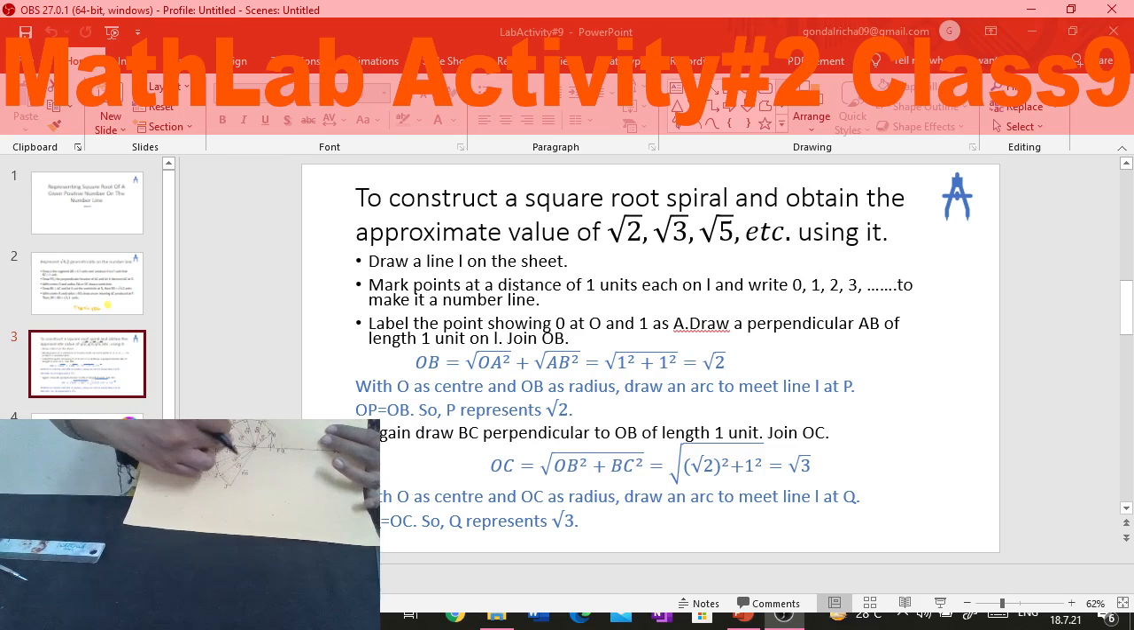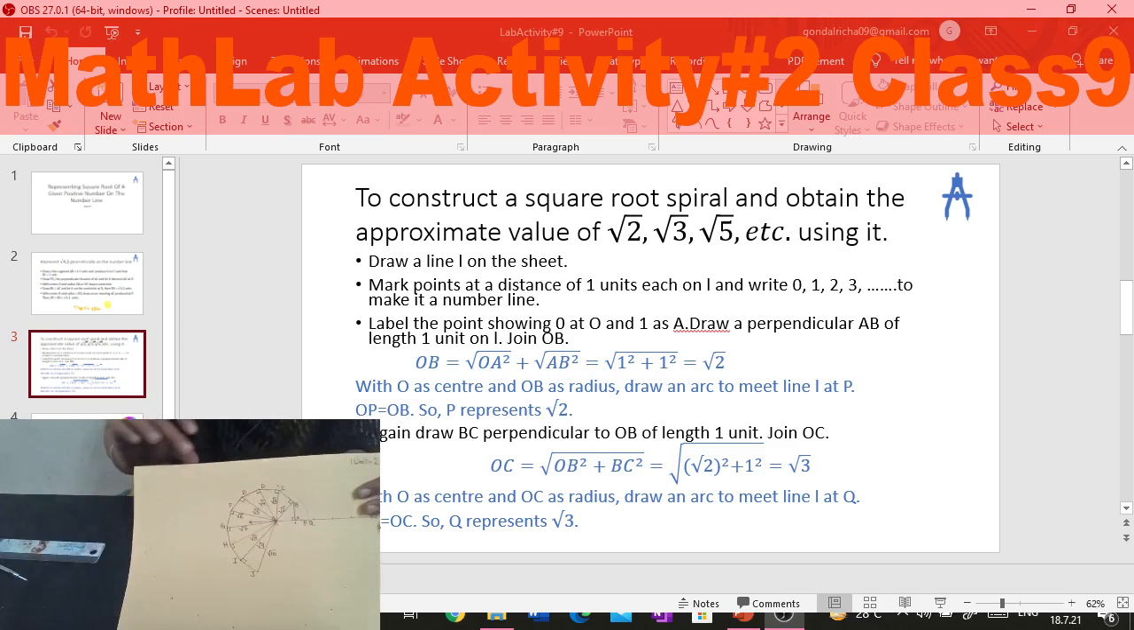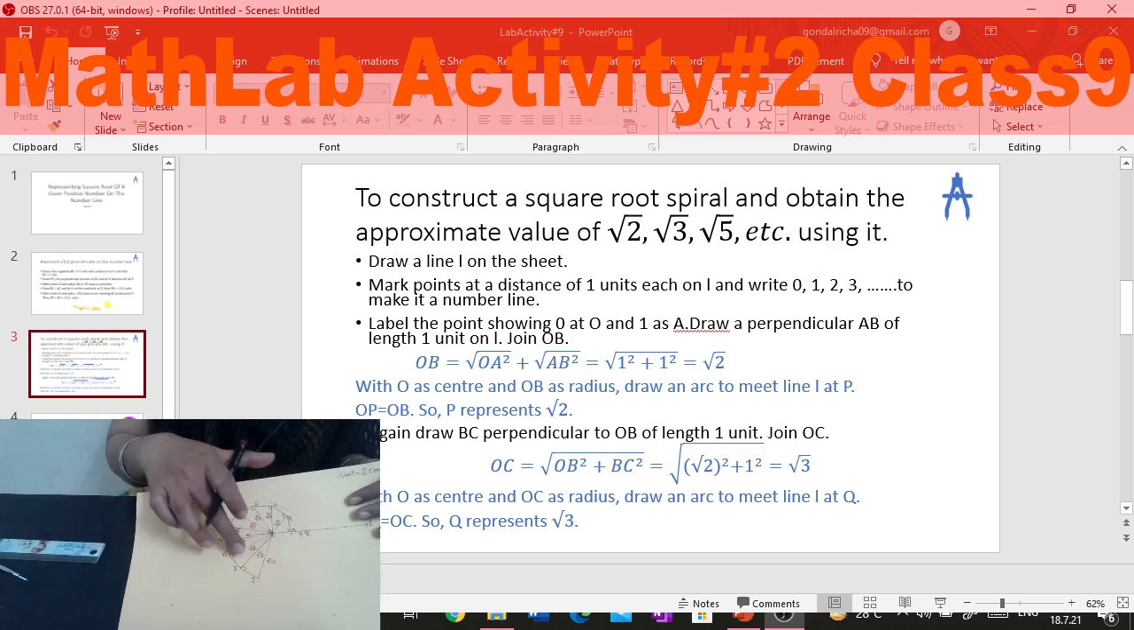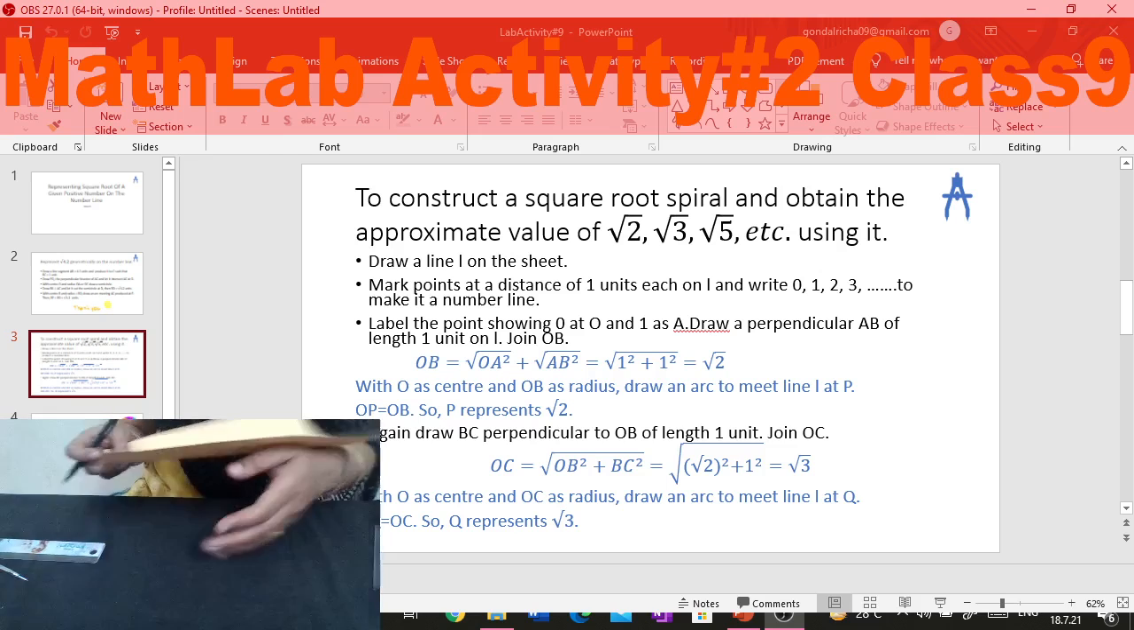You have to continue in this similar way. Same way, if you move on, you will be getting a beautiful design of the square root spiral, or you can say the Pythagorean spiral.